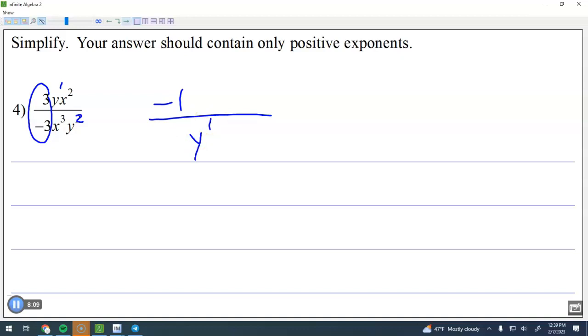And then for the x's, I've got 3 on the bottom, 2 on top, so I'll have 1 left after I subtract, and it will also be on the bottom. So you don't need that, you could just have this. That's fine. How many had that one right?